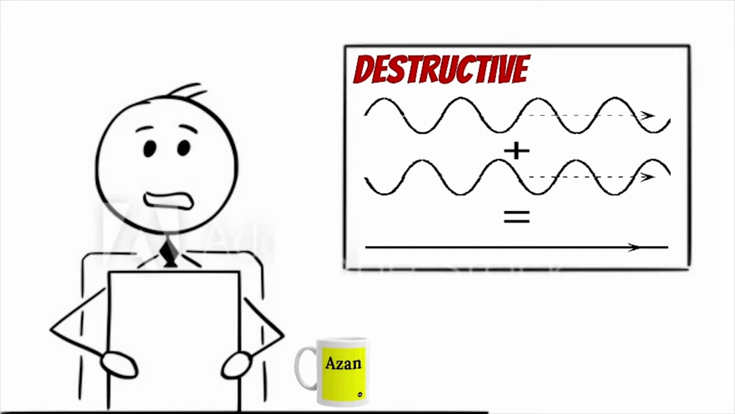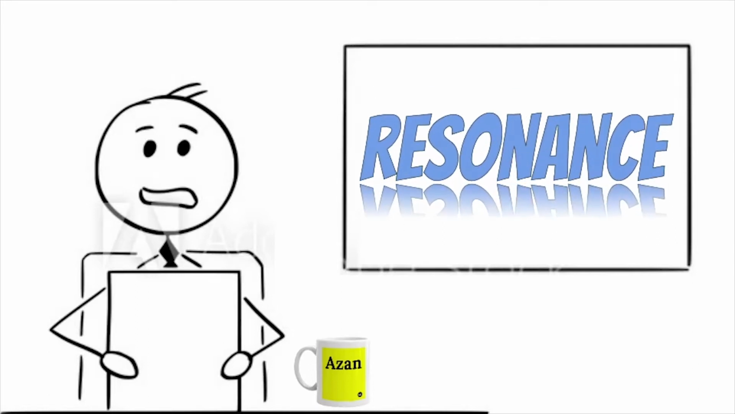Destructive interference occurs when two waves are not perfectly aligned. So when the crest of one wave comes, it will be dragged down by the trough of the other, and vice versa. Lastly, let me tell you about resonance.